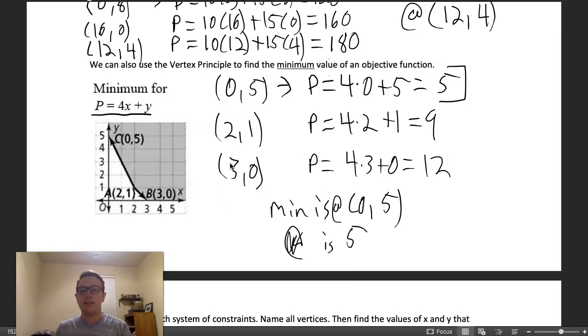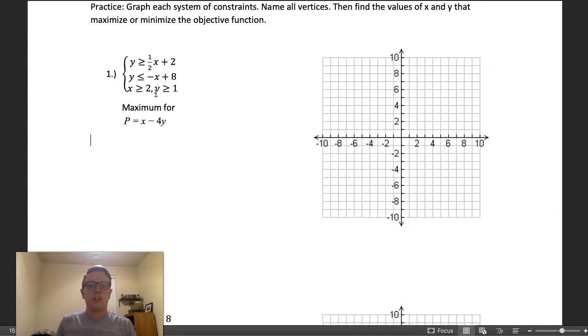This is the basic idea of linear programming. We have some set of equations, and then we find our feasible region, we find the bound area, and we test the points. So now we're going to have to graph each of these. Let's go ahead and get started with the first one.